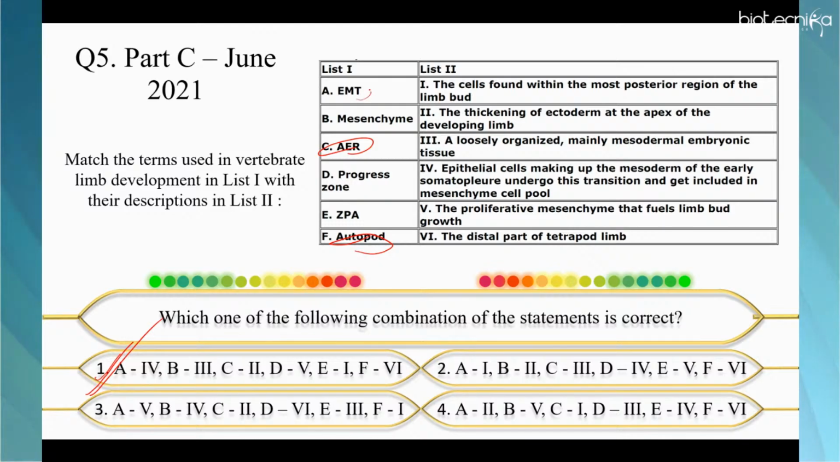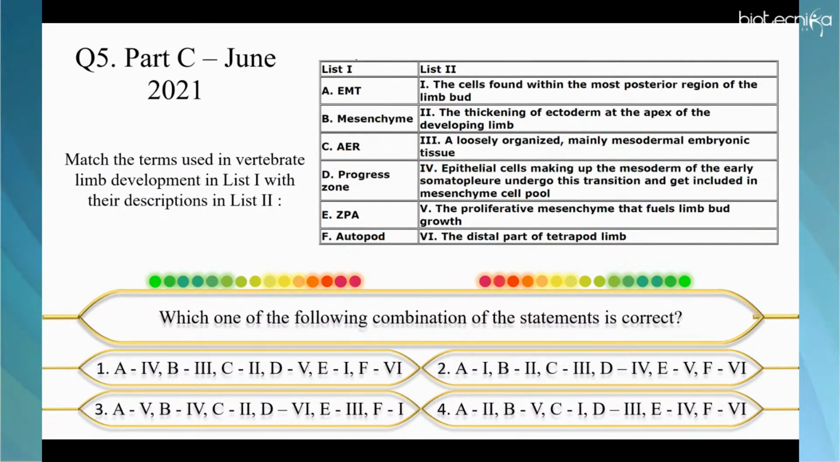So EMT is the epithelial to mesenchymal transition. Epithelial cells are the ones which are present in a layer. Mesenchymal cells are loose cells. They have come out of the layer and they can go and be present in any of the areas. They can get shifted or transported, right? So these epithelial cells, making up the mesoderm of the early somatopleure, undergo this transition and get included in the mesenchymal cell pool. From epithelial, they become mesenchymal, and only then are they able to accumulate under the limb bud. That is EMT.